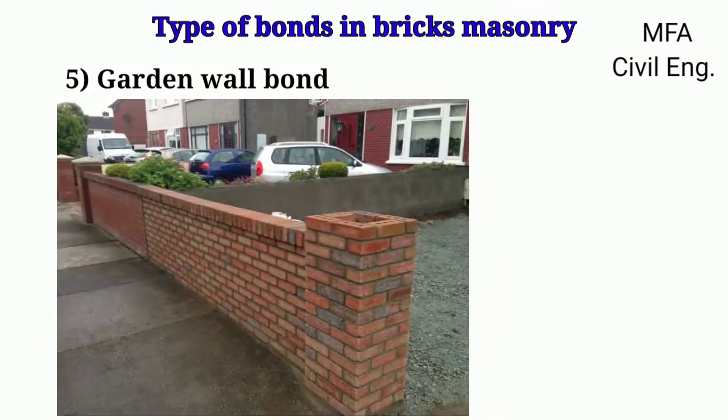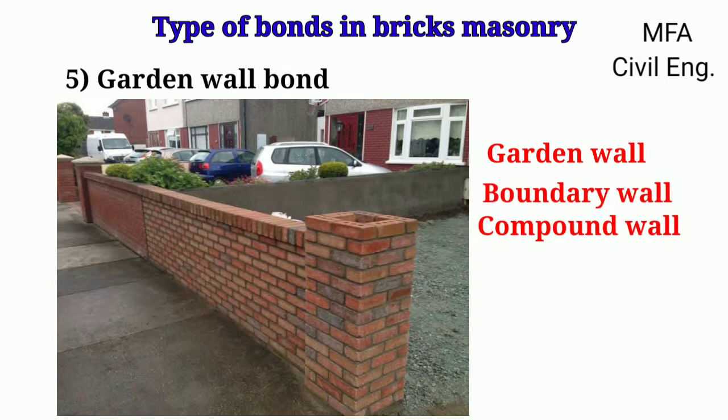In the case of garden wall bond, from the name itself we can understand the use of this bond. This type of bond is especially used for the construction of garden walls, boundary walls and compound walls.